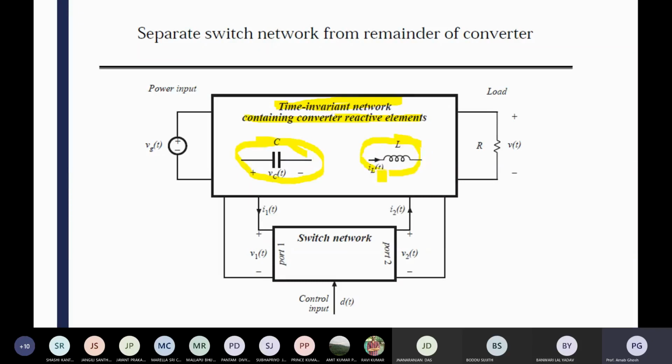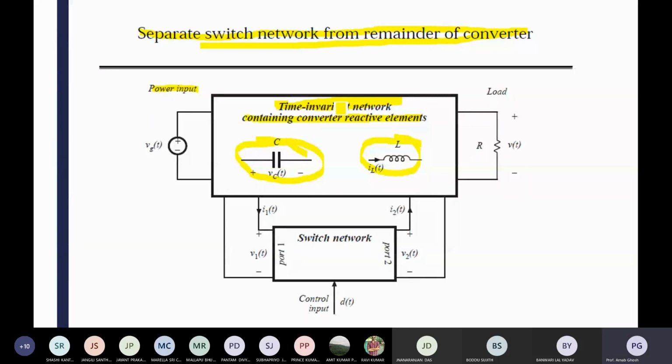You can write the separate switch network from the remainder of the converter. So power input is there and power output. The convention is that the input power and output power are always the same. So that is your basic convention that you should keep in your mind. In both of the cases, the power configuration should be the same.